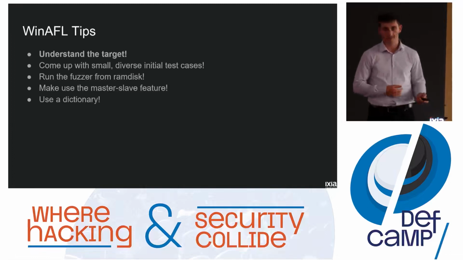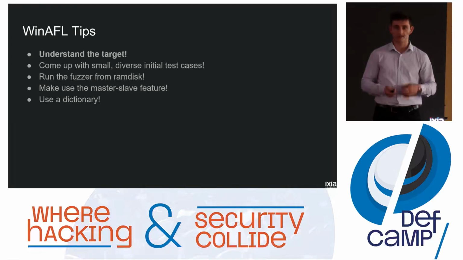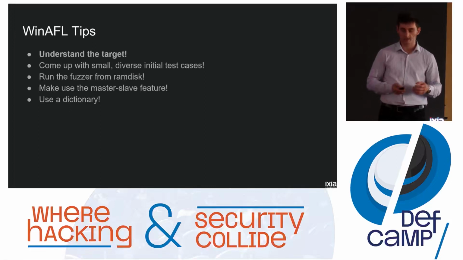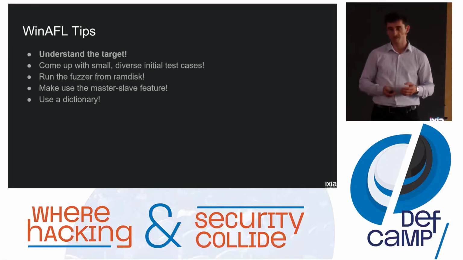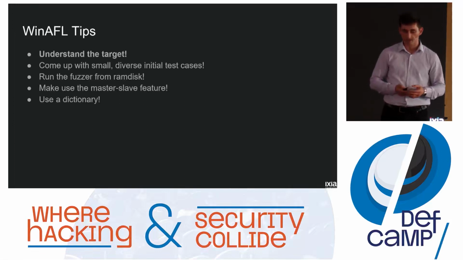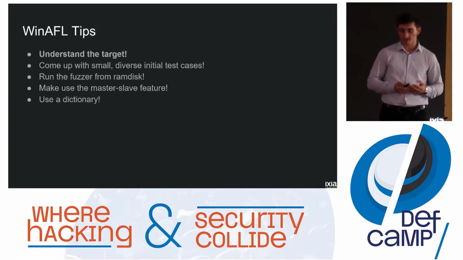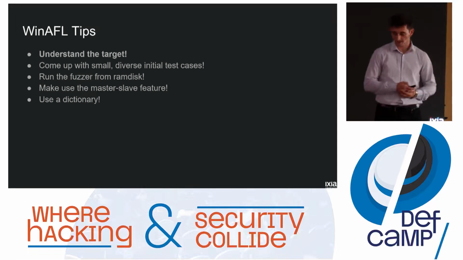Use a dictionary. A dictionary is a way that you can instruct the fuzzer to use certain strings to insert when the fuzzer is trying to use mutation strategies. An even better strategy would be to use AFL Smart, which allows you to specify a grammar, and this will hopefully provide better coverage in a faster amount of time.